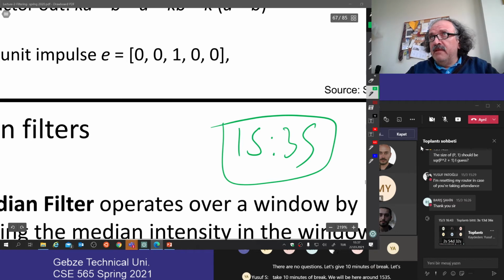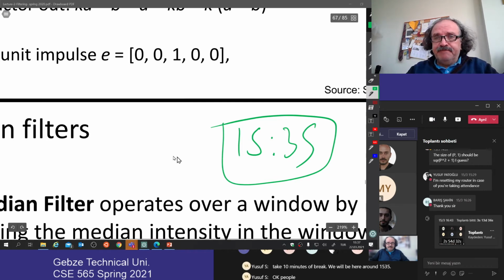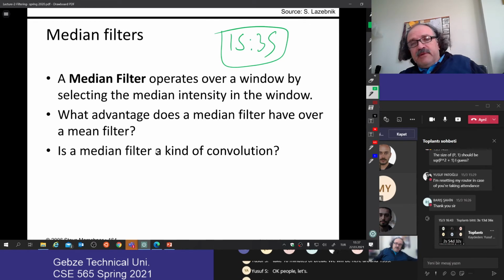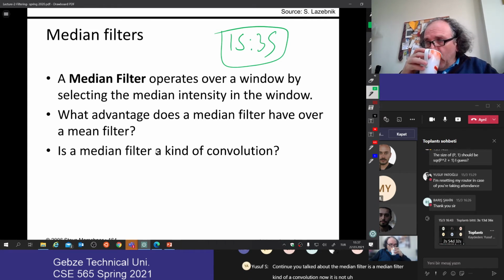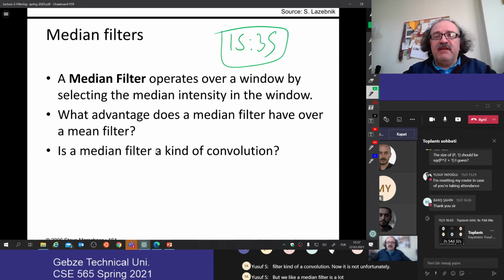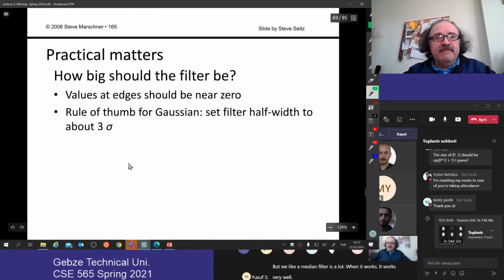Okay, people. Let's continue. We talked about the median filter. Is a median filter kind of a convolution? No, it is not, unfortunately. But we like median filters a lot, when it works very well. And we did the comparison.